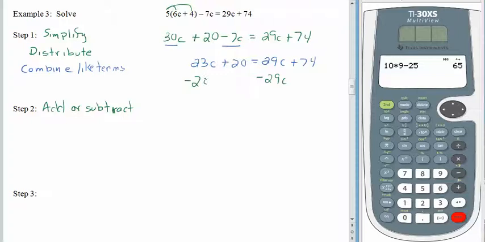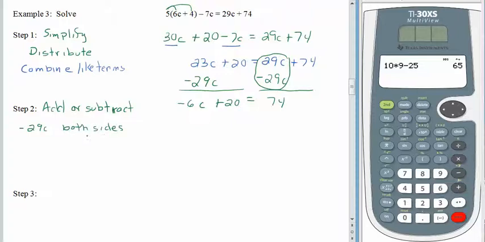Remember to line up your like terms. Whoops, hold on. Just helps to keep things organized. Right, big fat 0 right here. 74 remains on the right-hand side. The left-hand side, 23c minus 29c is a negative 6c. So, oh, we should probably keep our steps here. We subtracted 29c from both sides. All right, now we have to get rid of this 20. This 20 is positive. We'll undo it by subtraction.